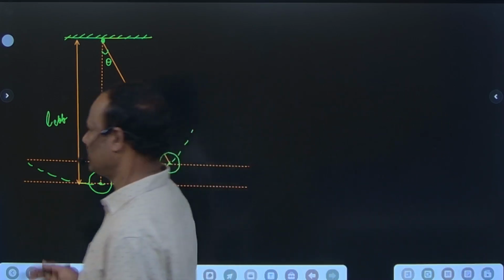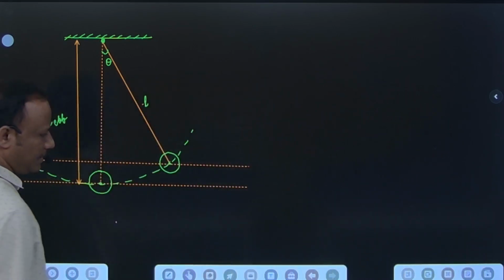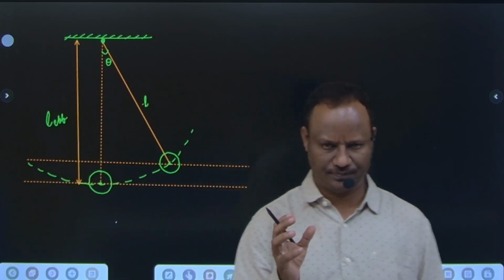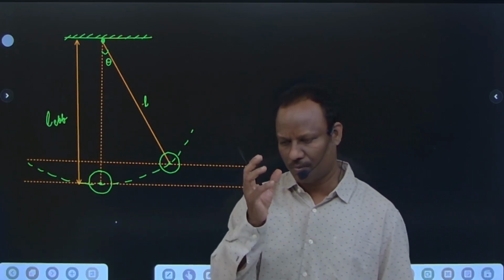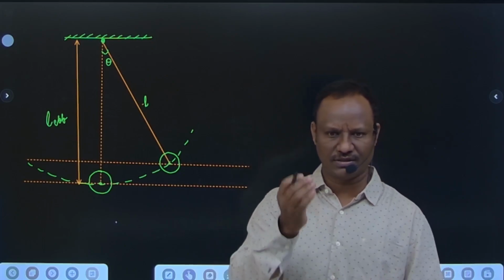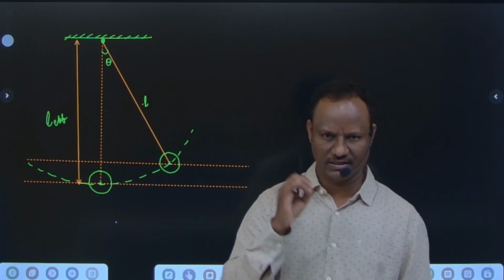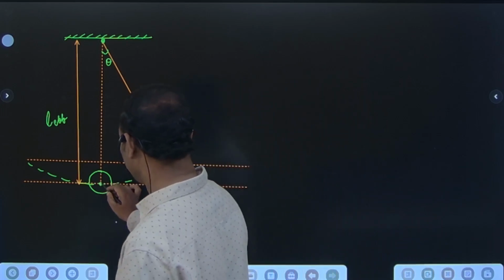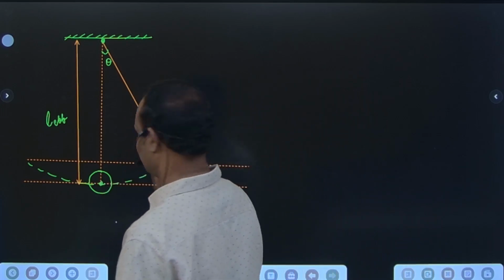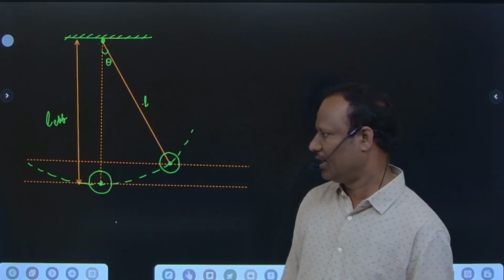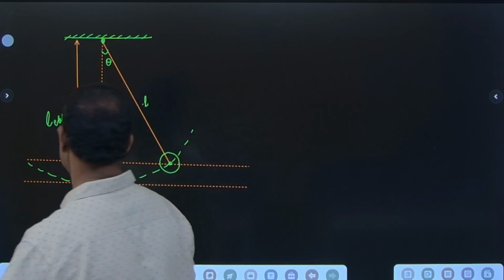The basic information is what? Simple pendulum. A simple pendulum is a heavy bob, a point mass. If you take a bigger one, the center of mass is concentrated at its center. I am talking only about the location of the center of mass. Let us come to the situation now.